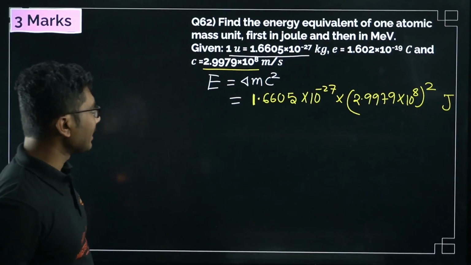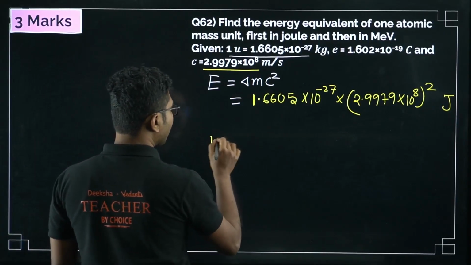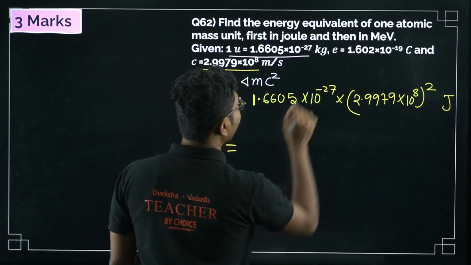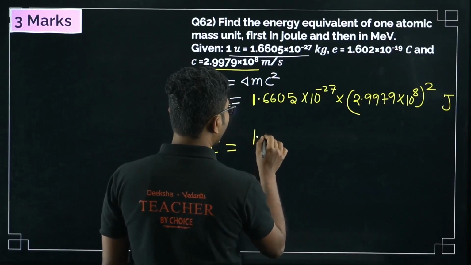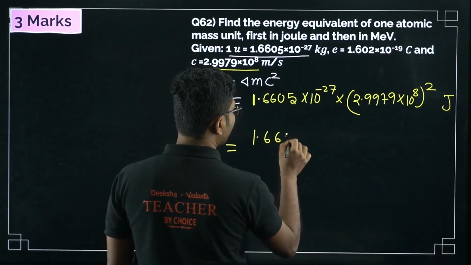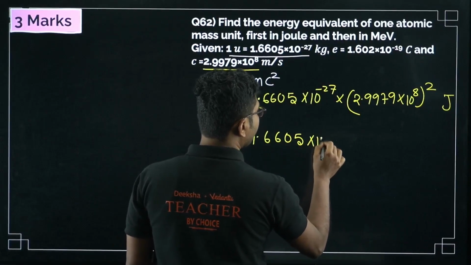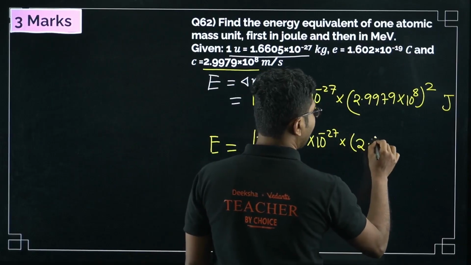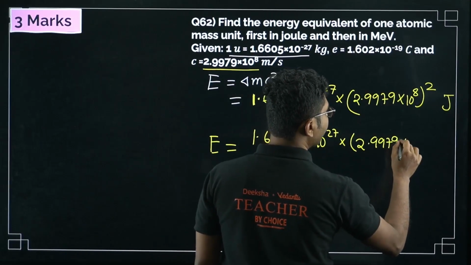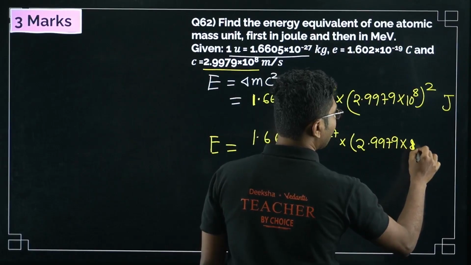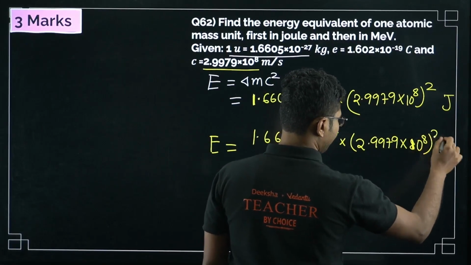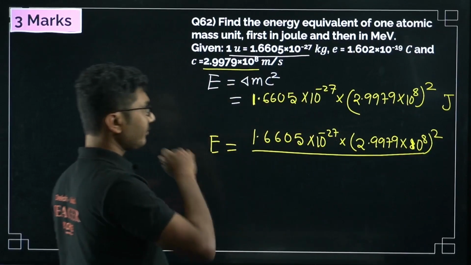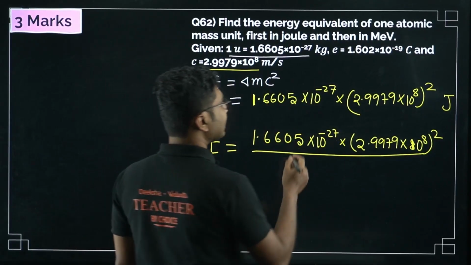I don't remember the exact value, but after that you have to convert it into electron volt, that is mega electron volt. That is the entire value you have calculated here, into 10 to the power minus 27 into 2.9979. You are allowed to use simple calculators in the PU board exam, so you can use your calculator to calculate it, divided by the charge of an electron. That is the electron volt.